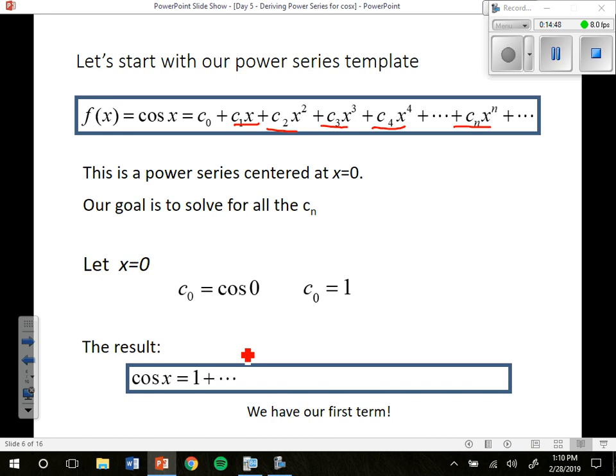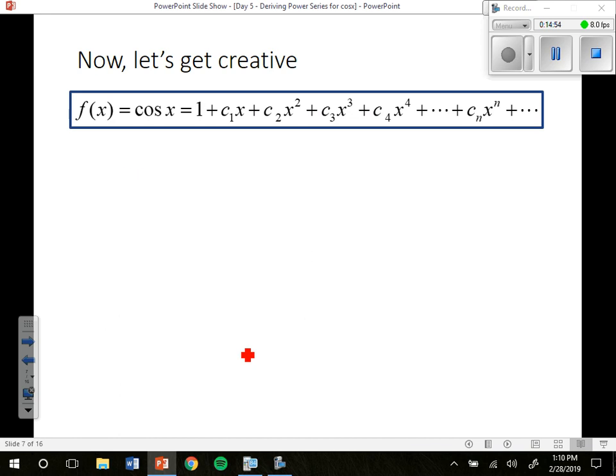How many terms do we have to go? Infinite. So we better get started. Okay, so now we have to get a little bit more creative. We know cosine x equals 1 plus the first coefficient times x plus the second coefficient times x squared, and so on. I want to figure out how to get x squared and above to go away, but keep the c1.